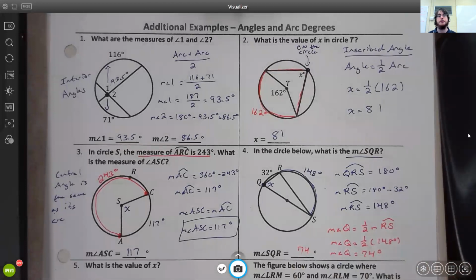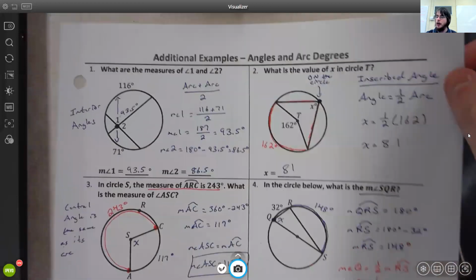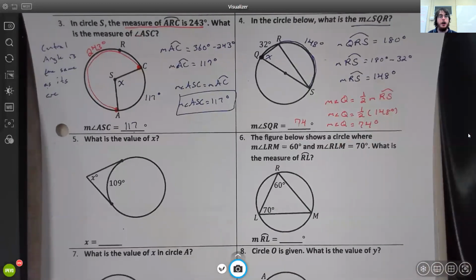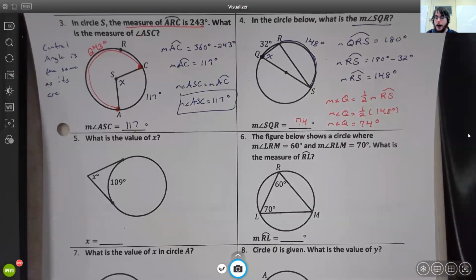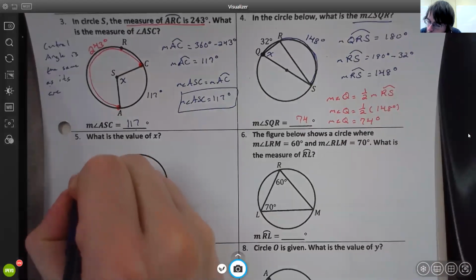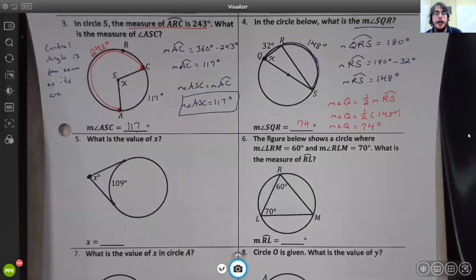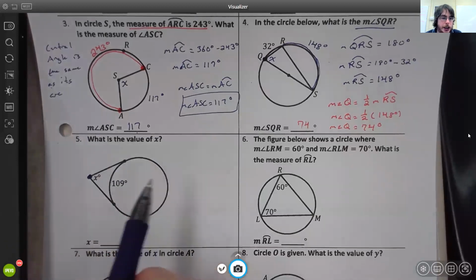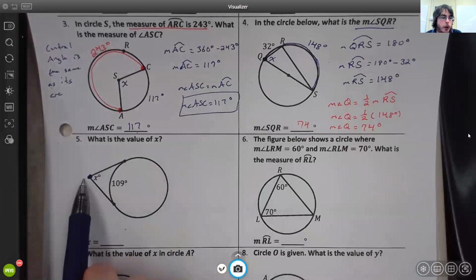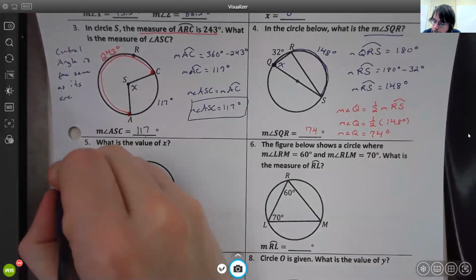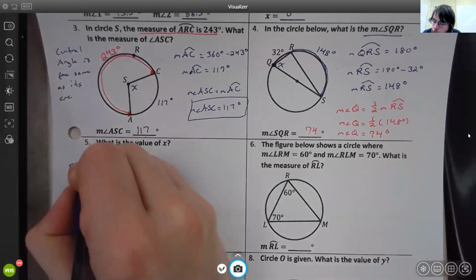All right. Now let's look at number 5. Number 5 says, what is the value of x? So we need to identify what type of angle we're talking about here. And you'll see that this time the vertex is on the outside of the circle. It's nowhere near inside. It's not on the edge, anything like that. The angle we want to find has a vertex outside the circle. So that means that this is an exterior angle.